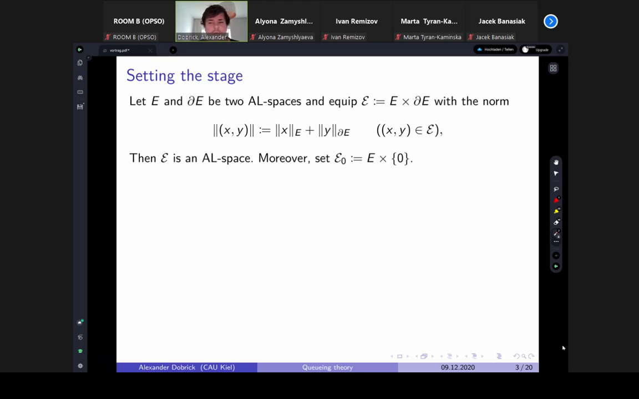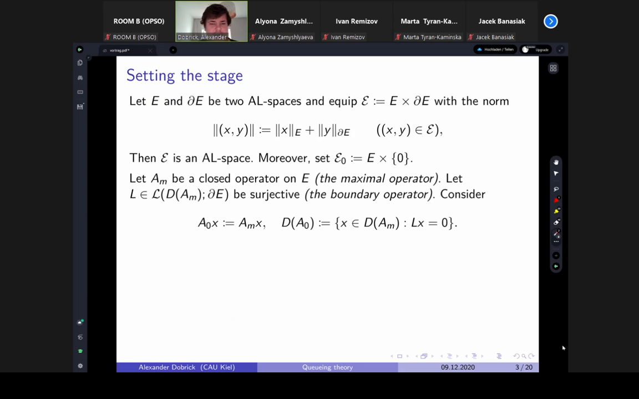Now we have the same situation as in Marta's talk, and to make things worse, I use a different kind of notation, so I will try to translate it on the fly. We have two AL spaces, and we consider the product with this norm, and this product space again becomes an AL space. We are interested in this kind of space here that was also seen already in Marta's talk. Now we have a maximal operator, which is a closed operator on the space E, which we call the state space. We have a boundary space, this del E space there, and a surjective boundary operator. Then we can consider this operator A naught, which also was part of Marta's talk.